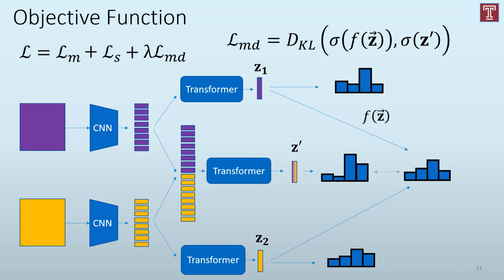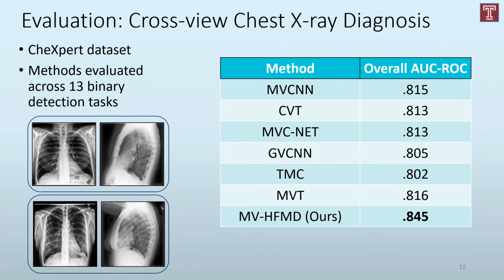We first evaluate our method on a cross-view chest X-ray classification task. We use a subset of the CheXpert dataset, where each collection consists of a frontal and lateral chest X-ray of a given patient. Methods are trained and evaluated on 13 binary detection tasks, with example tasks including fracture detection and pneumonia detection. We compare our multi-view hybrid model against a variety of previous approaches that incorporate different fusion strategies using convolutional or transformer-based architectures. We surpass each in the overall task AUC-ROC score.